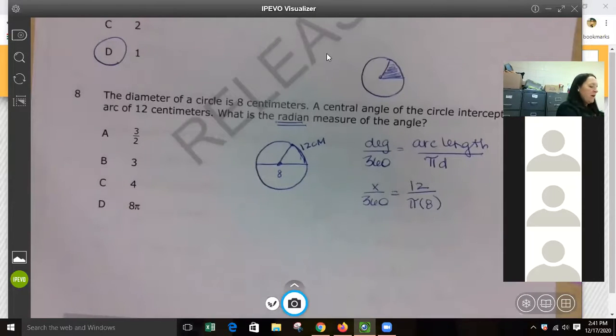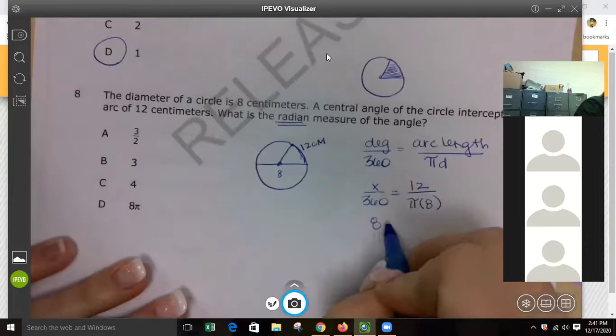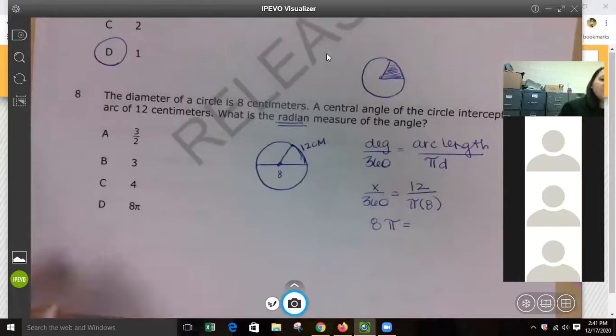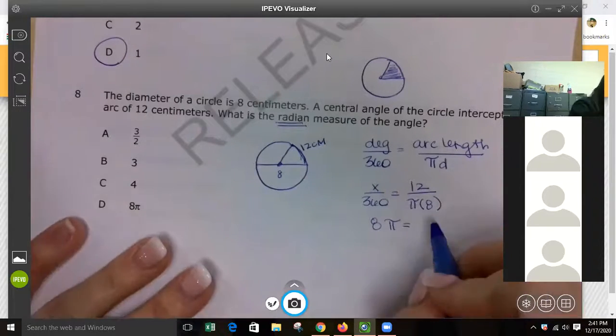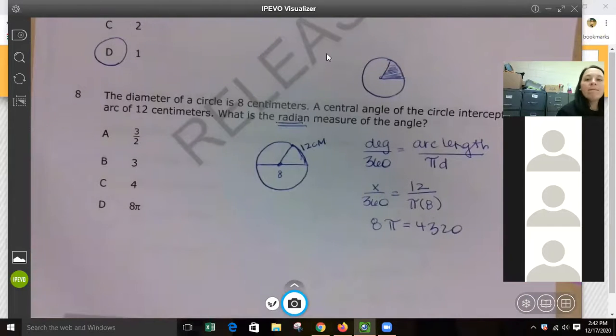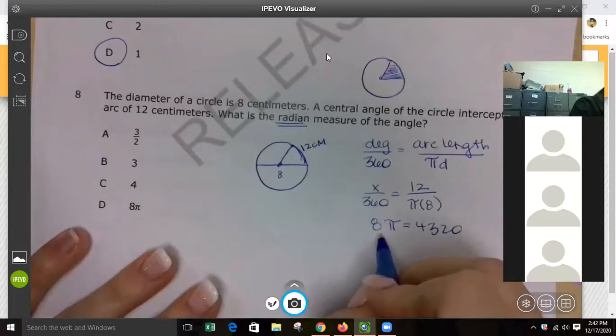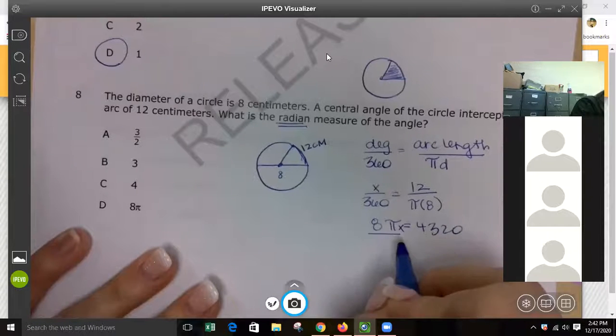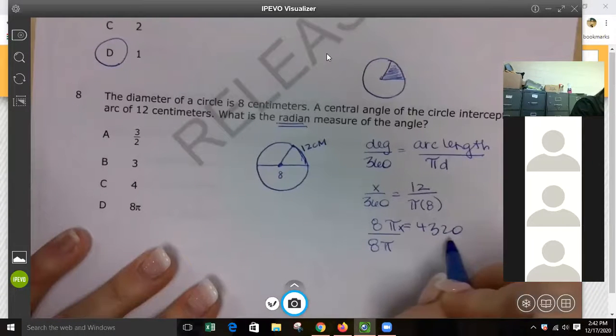When you cross multiply, if you want to do the pi, you can. It's up to you, whatever you want. But I don't typically put it in there. So I do 8 pi x equals, and then 360 times 12 is 4320. We divide by 8 pi. I forgot my x in there, so I squeezed it in.